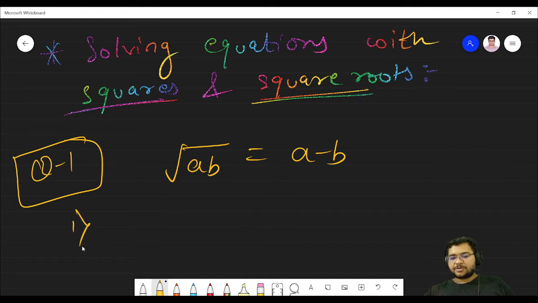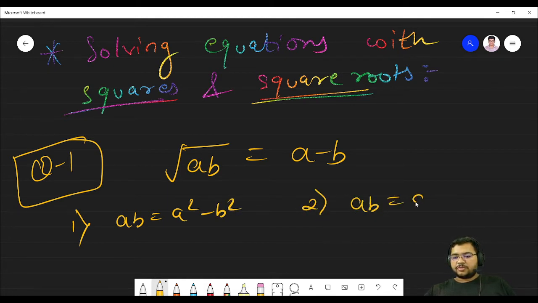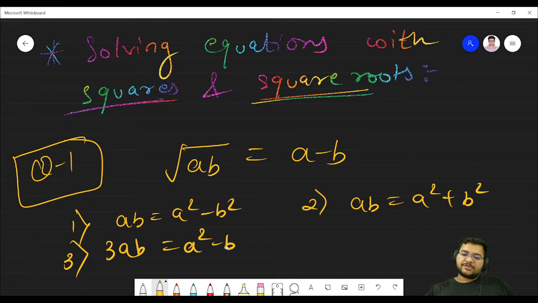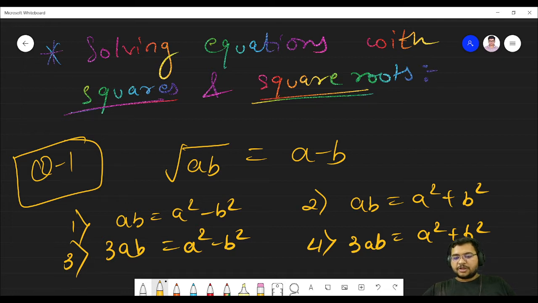Select the correct option. The first option is ab equals a square minus b square. The second option is ab equals a square plus b square. The third option is 3 times ab equals a square minus b square. And the fourth option is 3 times ab equals a square plus b square. Okay, so these are the four options.